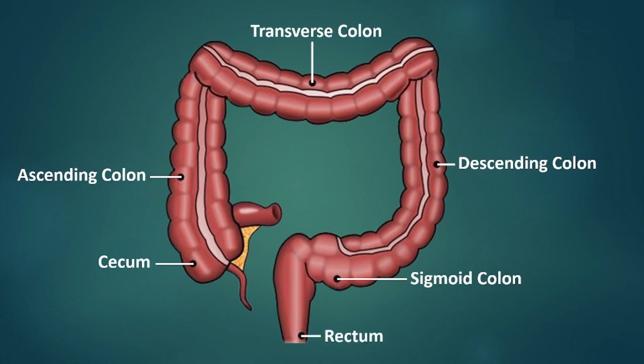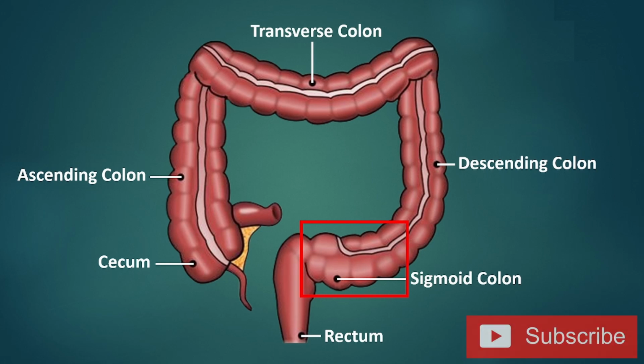Diverticulosis can occur throughout the GI tract, however, it tends to be most common in the sigmoid colon because it is mostly the part where the highest pressure happens as the stool travels to the anus.